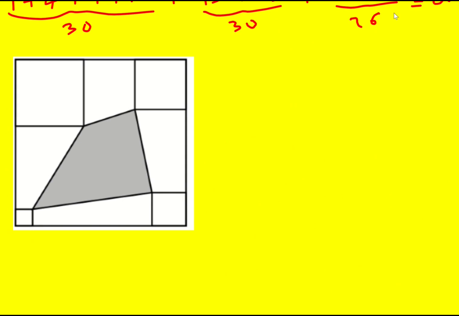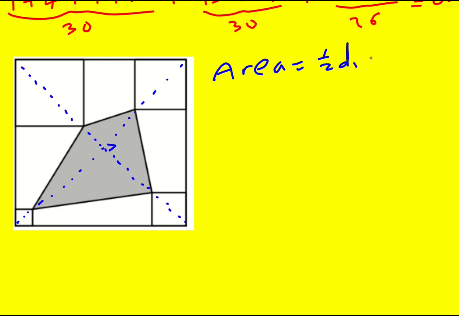So it actually turns out that if you have a quadrilateral where the diagonals meet at right angles, then you can find the area of that quadrilateral by multiplying the two diagonals together and dividing by 2. Now in this case, because we're across the diagonals of a square, we will in fact have a right angle, so we're sorted. So what I'm saying is area equals a half diagonal 1 times diagonal 2.